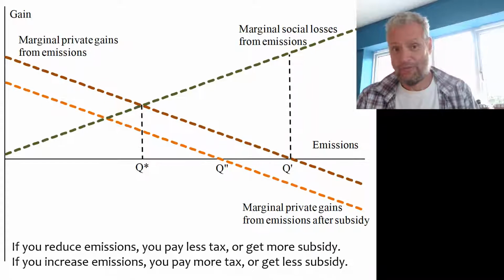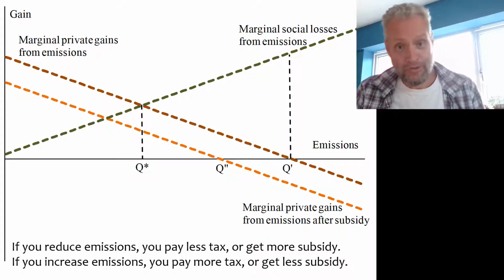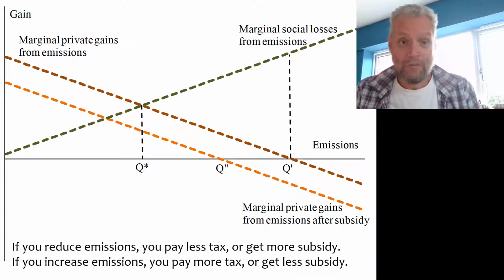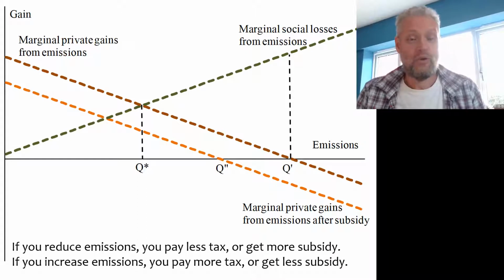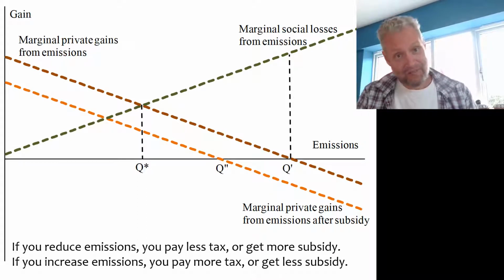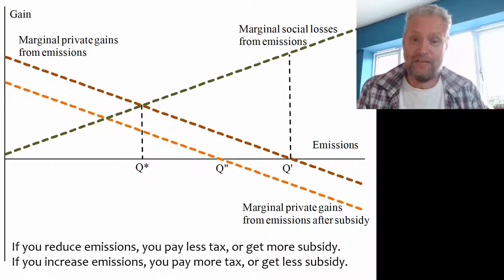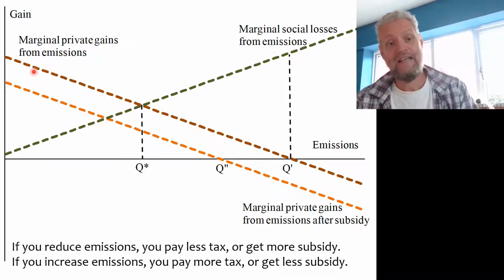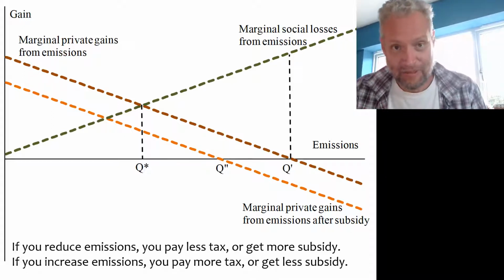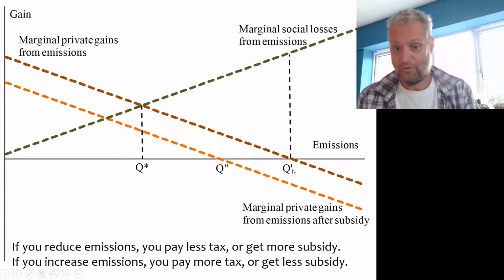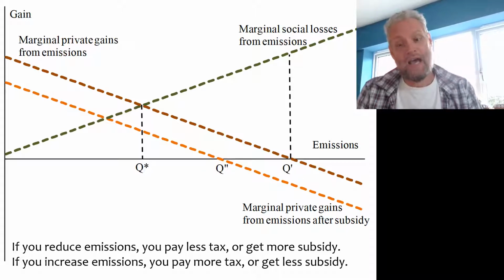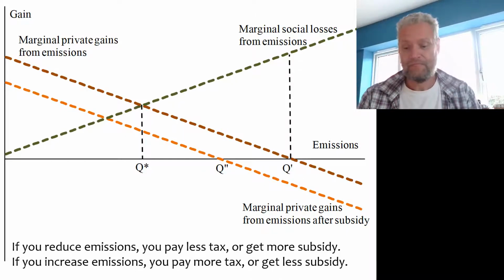Now with subsidies, the following happens. If you reduce your emissions, you get more subsidy, and therefore your profits go up, just like it does with a tax. Whereas if you increase your emissions, you get less subsidy, and therefore your profits go down, just like with a tax. And that means that at the margin, a subsidy also pushes down the private gains from emissions, and emissions fall, if the tax is the same as the subsidy, from Q prime to Q double prime.